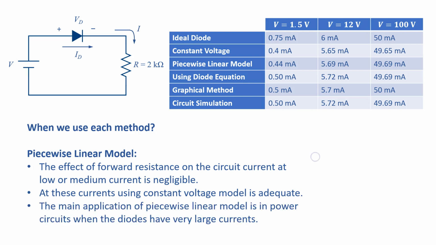The main application of piecewise linear model is in power circuits when the diodes have very large currents. In power diodes or in high currents, usually we have a series resistance which in small currents we ignore, but in large currents the drop across this series resistance is important, and because of that we need to use the piecewise linear model to have an accurate result.